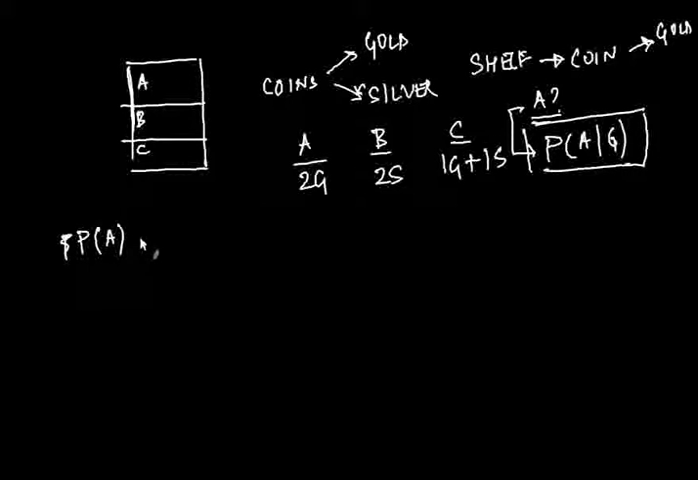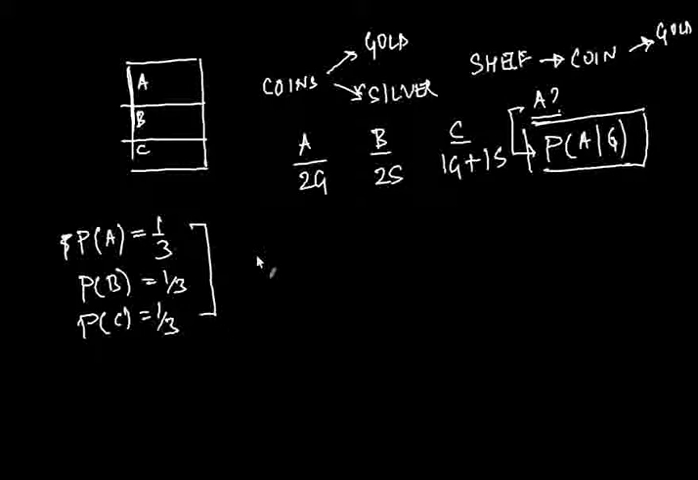So if you open shelf A, you take a coin out. And what's the probability that shelf A is picked? Well, that's just 1 by 3. We said each shelf has an equal chance of being picked. The shelves are chosen at random. And therefore the probability that shelf B is picked is also 1 by 3, and the probability that shelf C is picked is also 1 by 3. So this much is obvious.